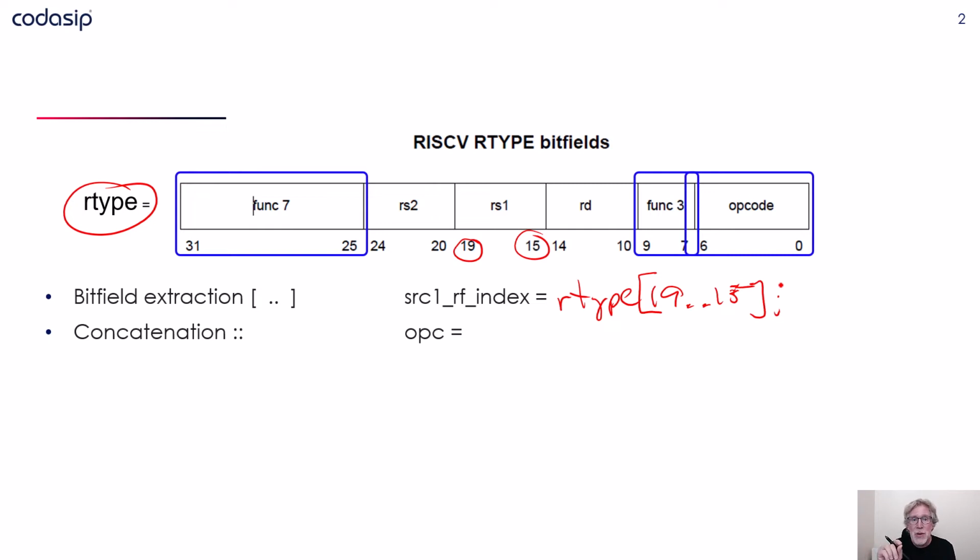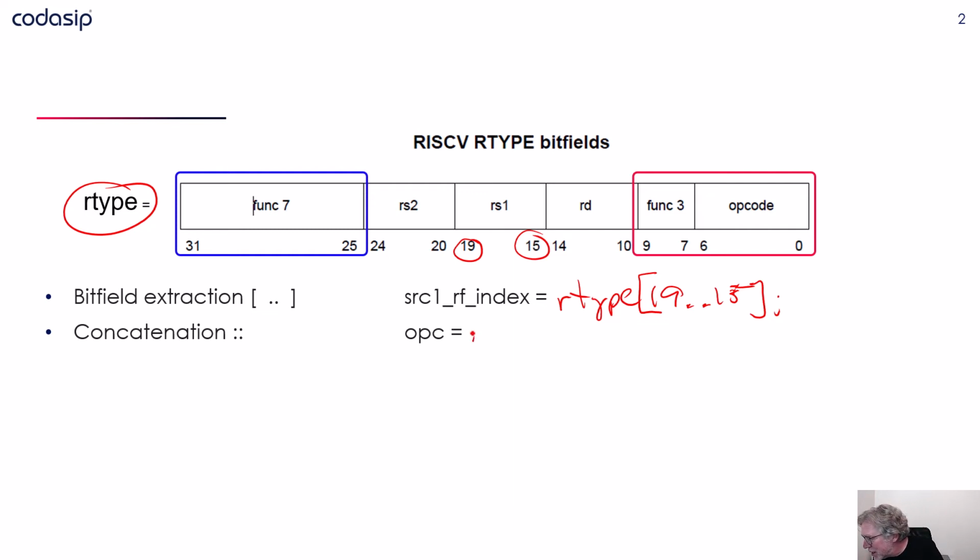Now I'm going to show you a little technique of using the concatenation with the bit extraction, but I'm going to make it a little bit of an enhancement where I know that function 3 and opcode are next to each other. So when I do that bit extraction, it can be from 9 to 0 instead of separating into two different bit fields. Now let me write that.